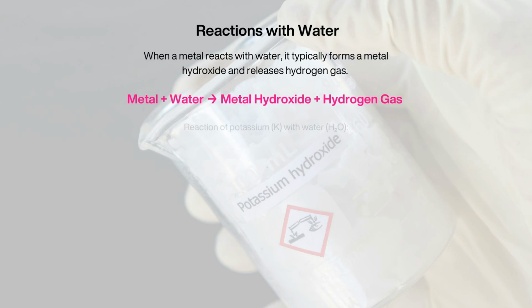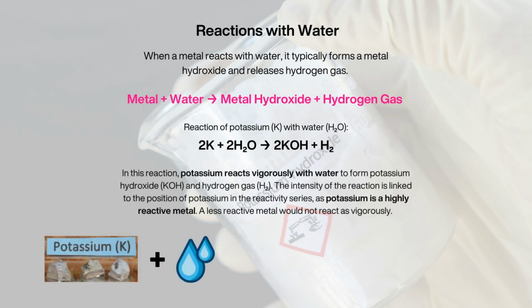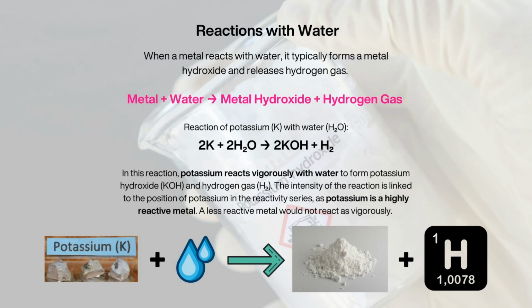For example, let's consider the reaction of potassium, K, with water. 2K plus 2H2O produces 2KOH plus H2. In this reaction, potassium reacts vigorously with water to form potassium hydroxide, KOH, and hydrogen gas, H2. The intensity of the reaction is linked to the position of potassium in the reactivity series, as potassium is a highly reactive metal. A less reactive metal would not react as vigorously.